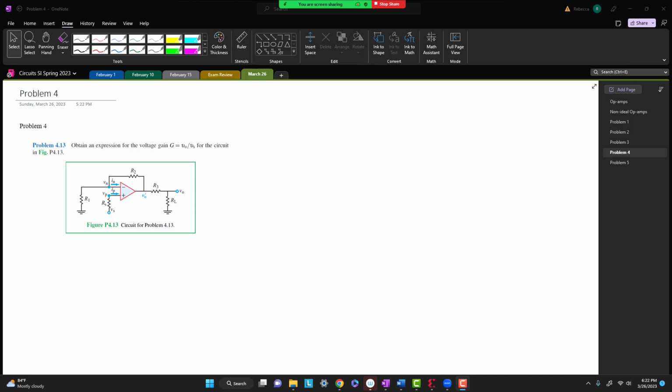Okay, and here we're supposed to obtain an expression for the voltage gain. Voltage gain is defined as VO over VS, or V out over V source for this circuit. Okay, so remember our rules. VP has to equal VN, and IP has to equal IN, which has to equal 0.